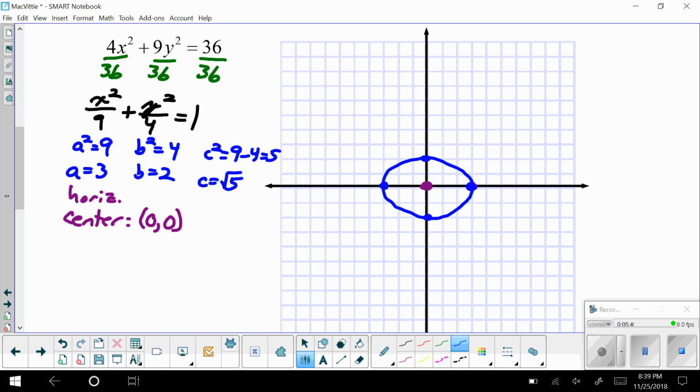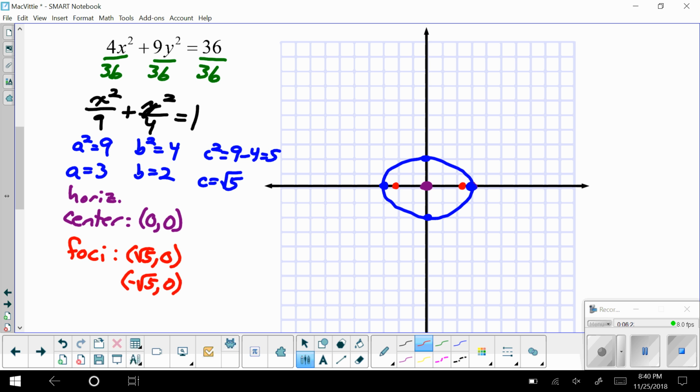But then the foci always lie on the major axis, so I'm going to go in the same direction as I do for the A. So because I moved left and right for A, I have to move left and right for C. So my foci, if I go from the center right, square root of 5, which is a little bit more than 2, I have square root of 5, 0 for one focus. And then if I move left from the center the value of C, I have negative square root of 5, 0 for my other focus.